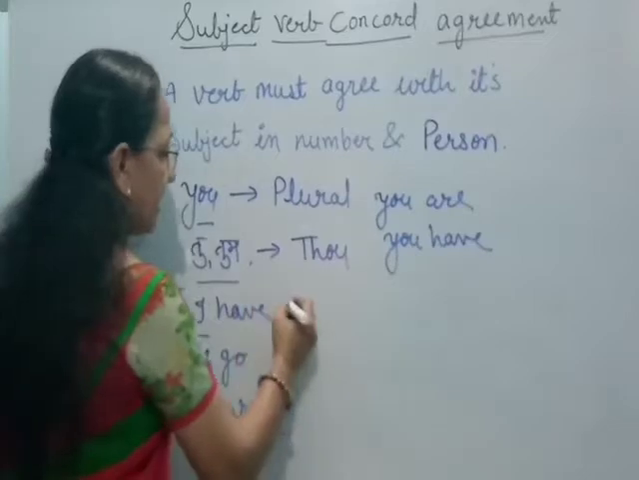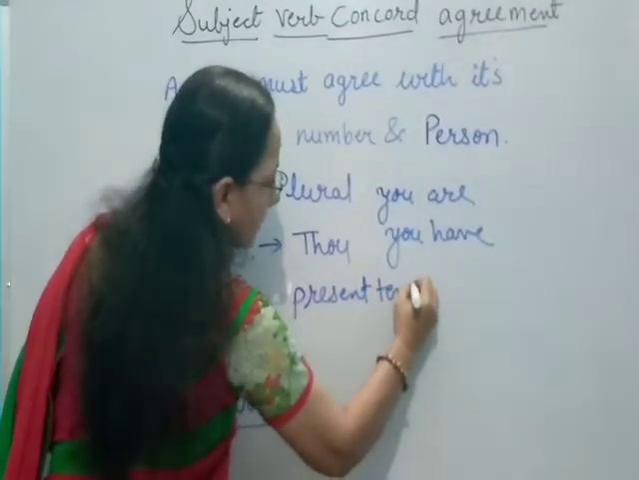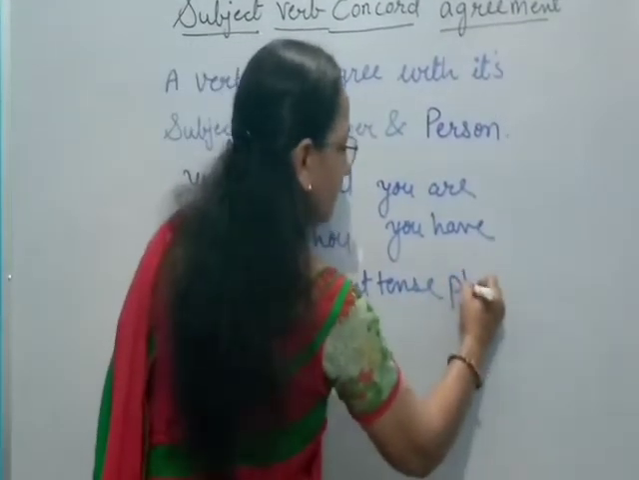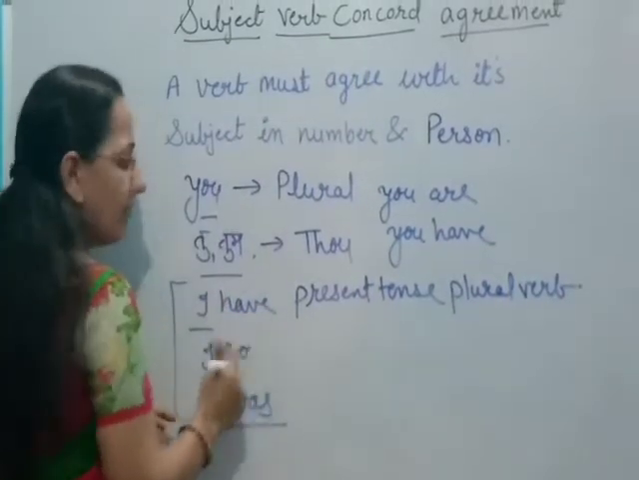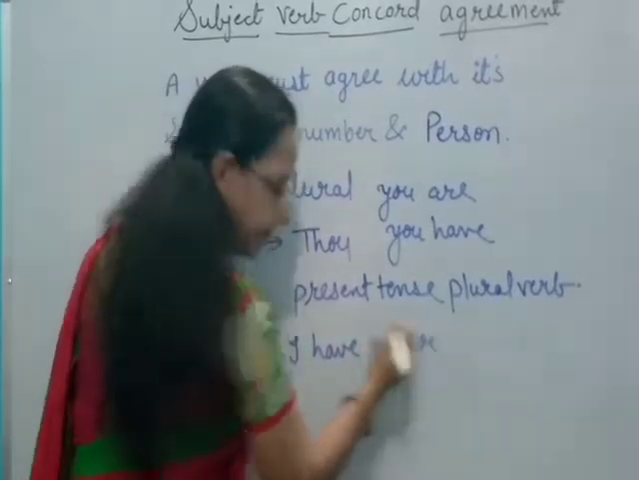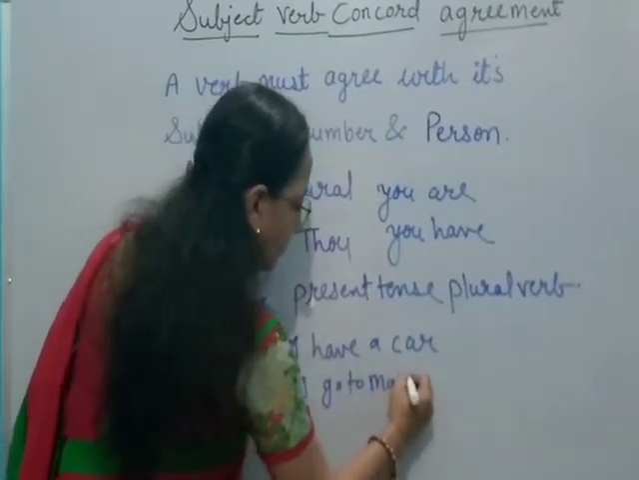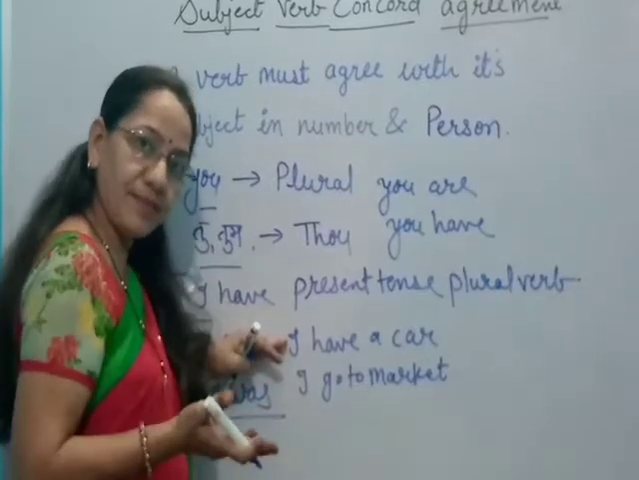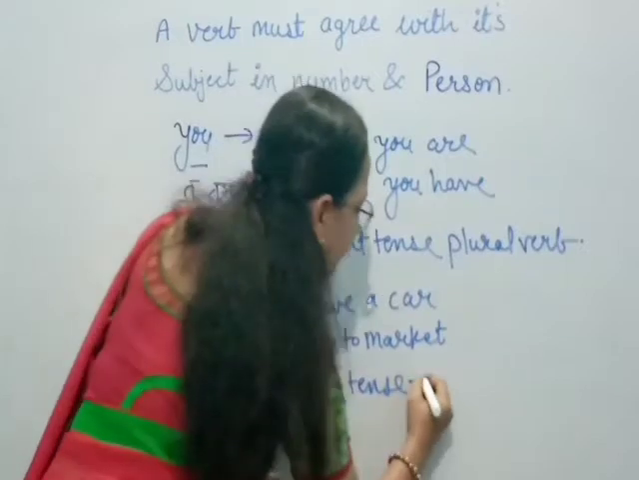It is because in all present tense sentences, I always carries plural verbs. Like I have a car, मेरे पास एक कार है. I go to market, मैं मार्केट जाता हूं. Both the sentences are present tense sentences. But in past tense sentences, it is carrying singular verbs.